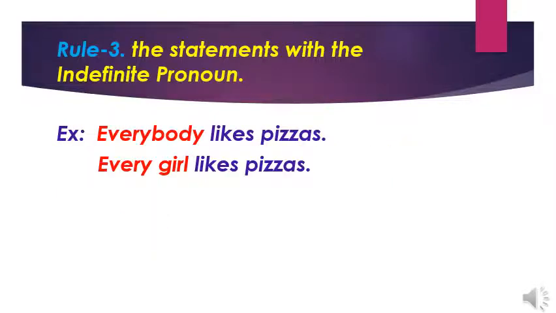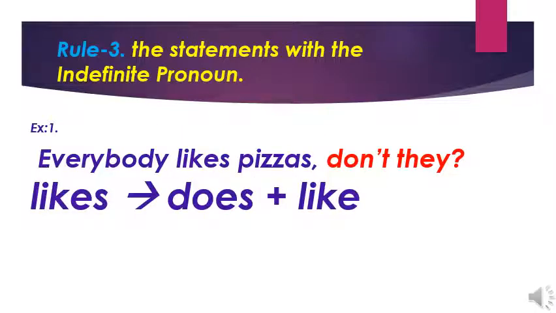Now see these two examples. Everybody likes pizzas. Every girl likes pizzas. Everybody, every girl. I have taken two sentences in order to confuse you a little. Let me tell you. In these two sentences, there is a small difference. Everybody is an indefinite pronoun, but every girl is not an indefinite pronoun. It is a personal pronoun. So, how can we add tags for these two sentences? Let us see.